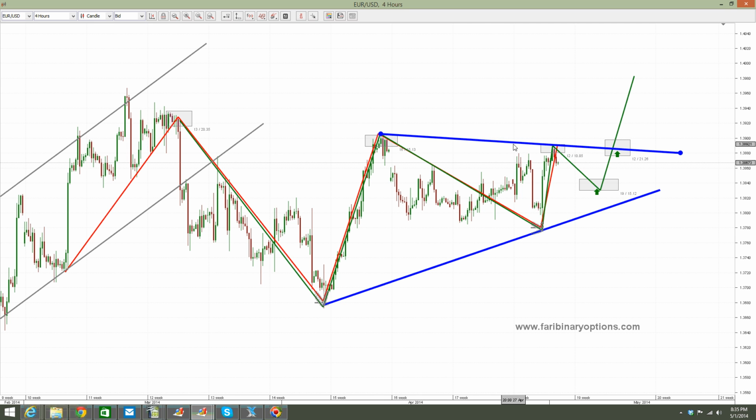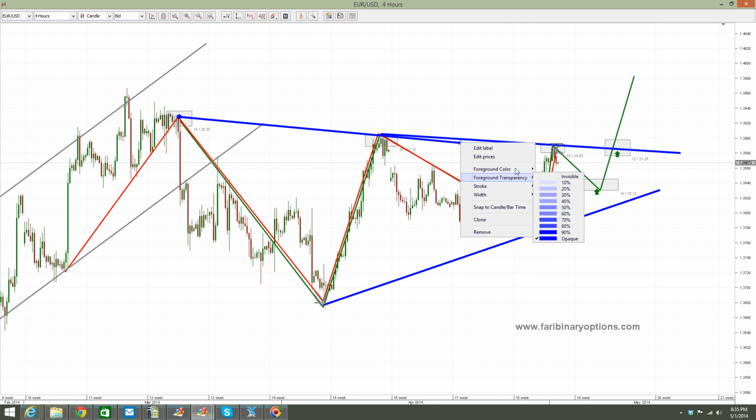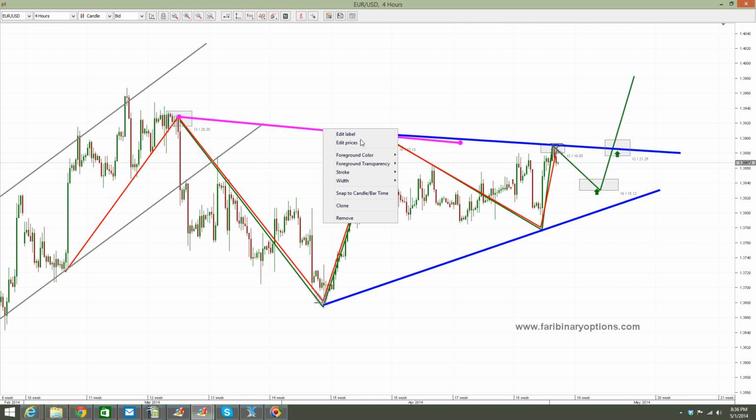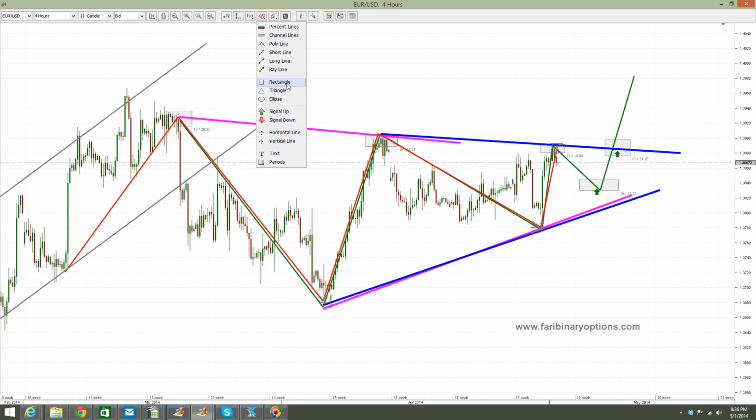In this case, the A and C trend line is this one. Let's make it pink. And of course, the B to D trend line is this one. And in this case, all eyes are going to be on a break of these lows.